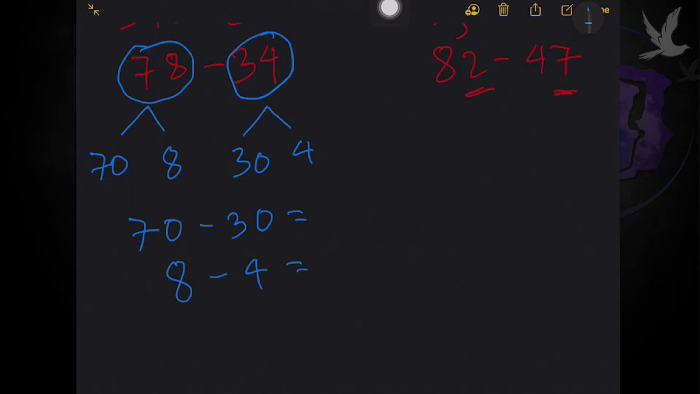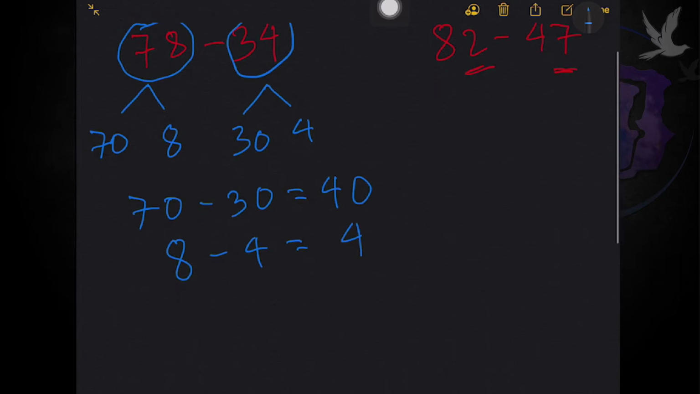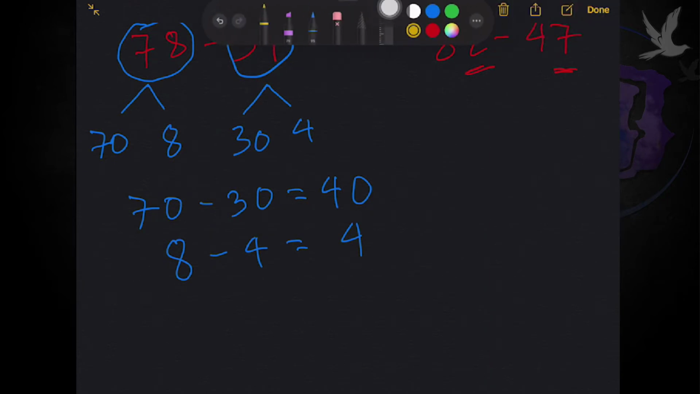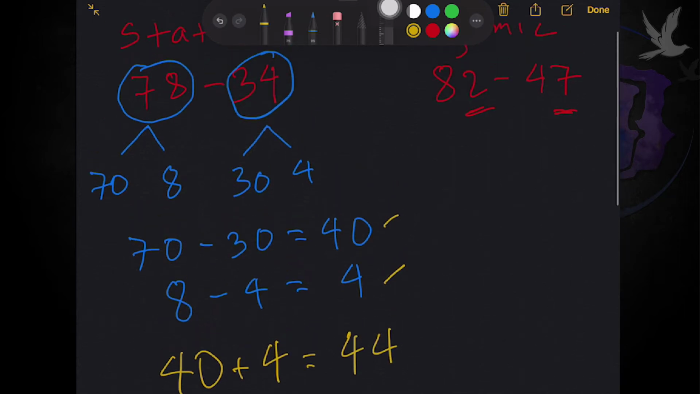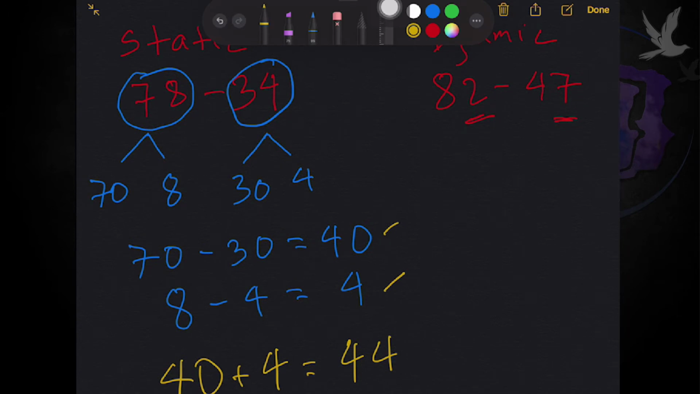Okay, so for 70 and 30, you have 40. Okay, assuming that you already know how to do the process, no? So this is just to show you how it's done, okay? And next, 8 minus 4 will give you 4. So what do we do with these two? All you have to do is just to add them. 40 plus 4 will give you 44. So that's the process on breaking down numbers to get the answer that involves static subtraction, okay?